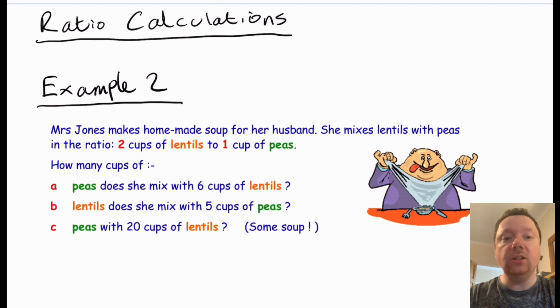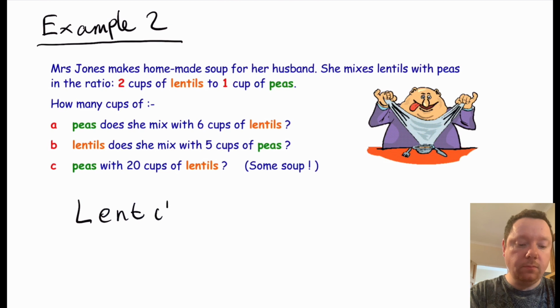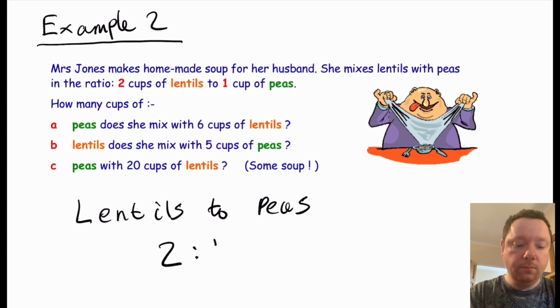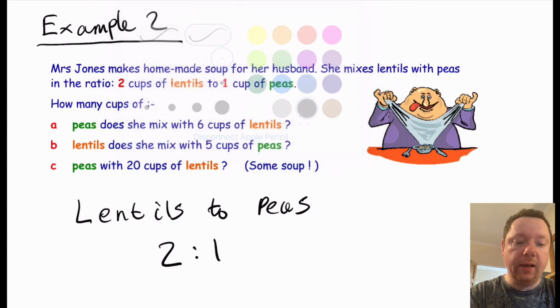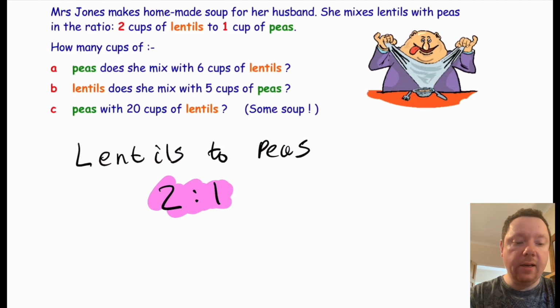Now we always do these questions in exactly the same way. The first thing we do, we need to work out the ratio that we need to start with. So the ratio of lentils to peas is 2 to 1. That's going to be our main thing. This 2 to 1 is what we're going to be using for the whole question. So now let's look at question A. How many cups of peas does she mix with 6 cups of lentils? Well, our basic ratio is 2 to 1.